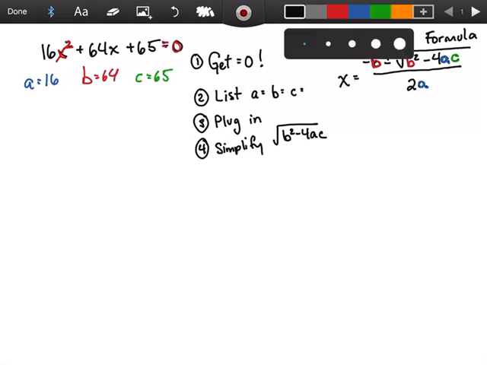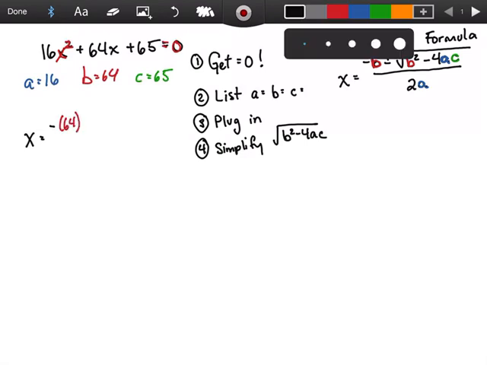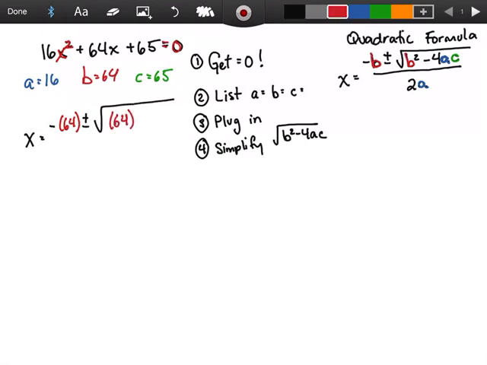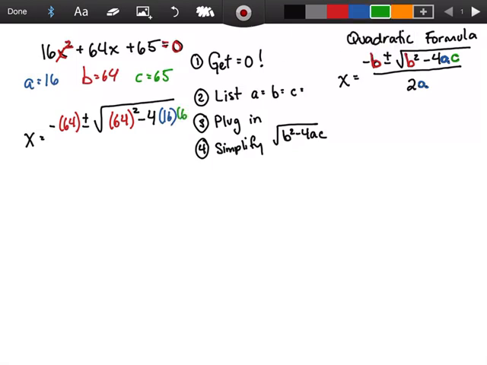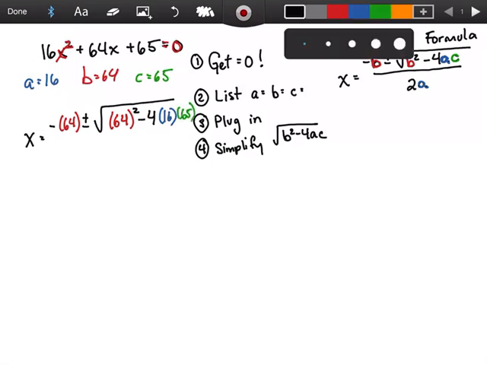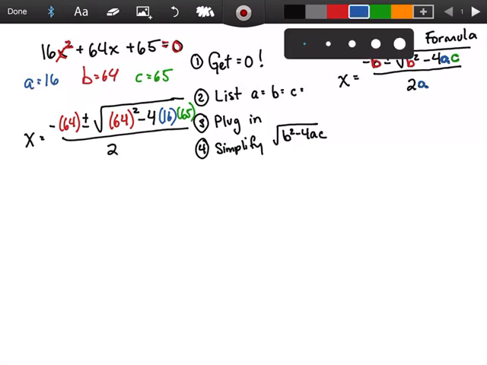Okay, the third step, I'm just plugging it in. So you have x equals negative b, which is 64, plus or minus the square root of b squared minus 4ac. Oh, make sure that goes over, all over 2a.